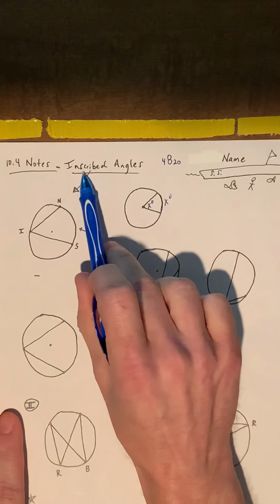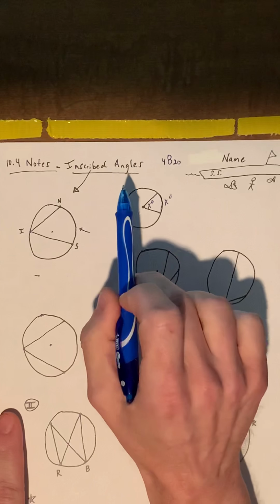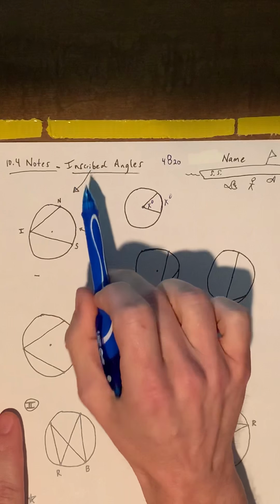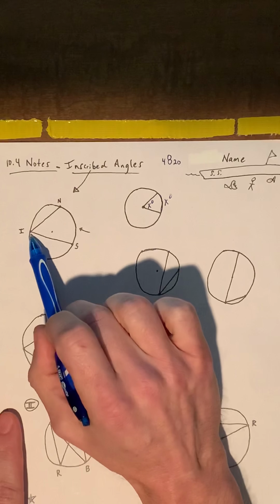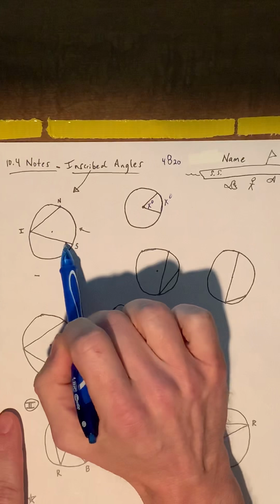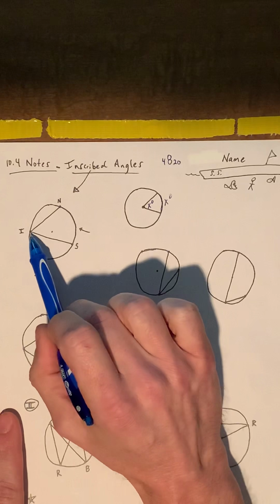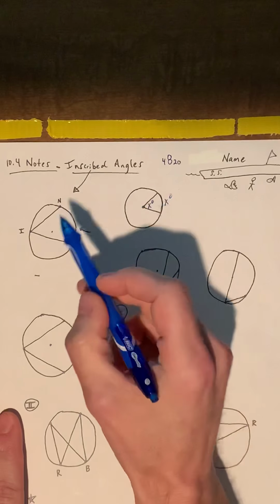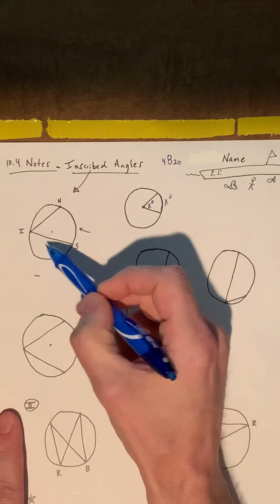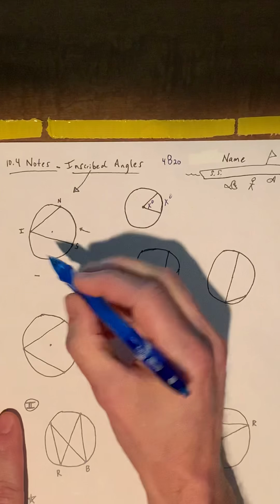An inscribed angle, think about inscribed, the word means drawn on the inside. So again, it's an angle that's drawn on the inside, but the important thing is that not just any angle on the inside, the important thing is that the vertex is on the circle. So an inscribed angle is an angle like this, where the vertex is on the circle.